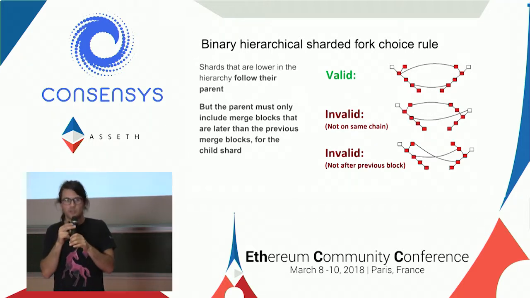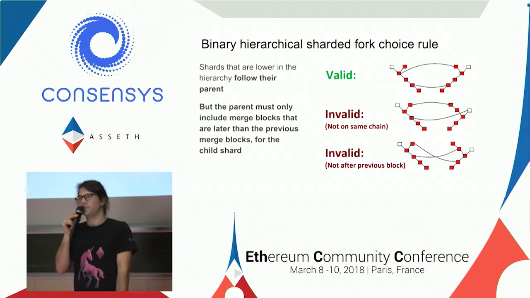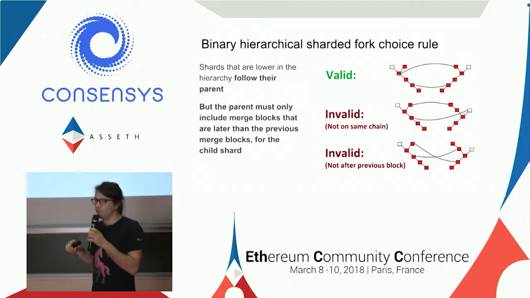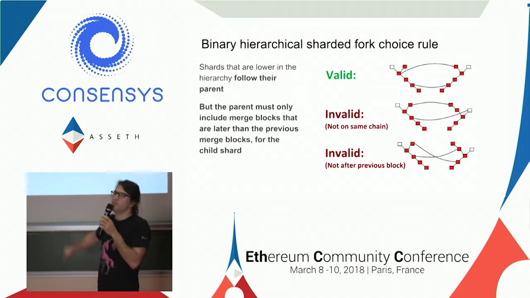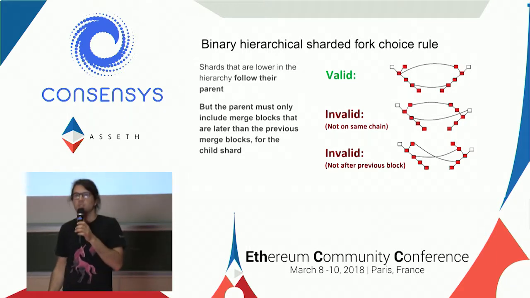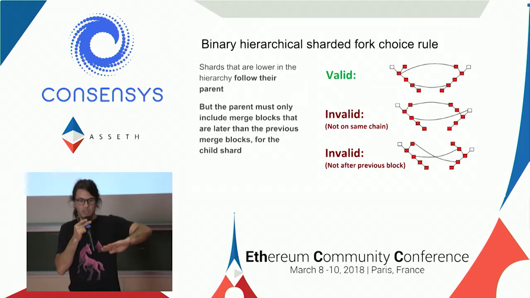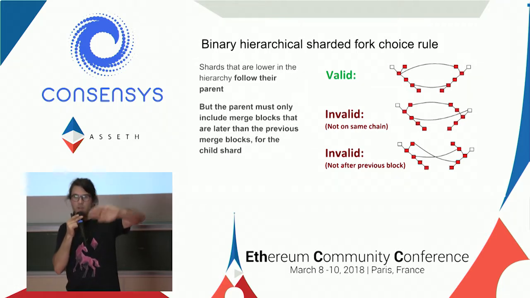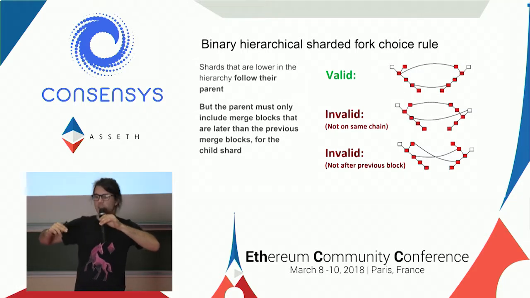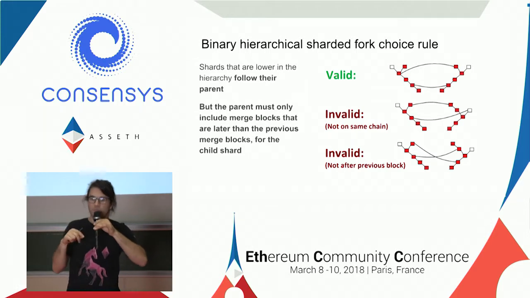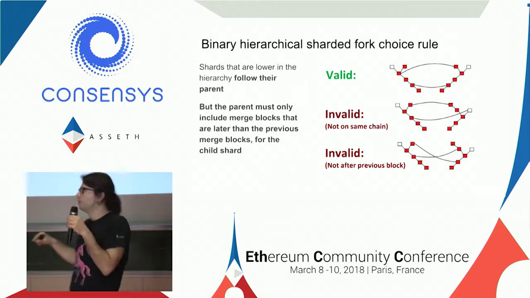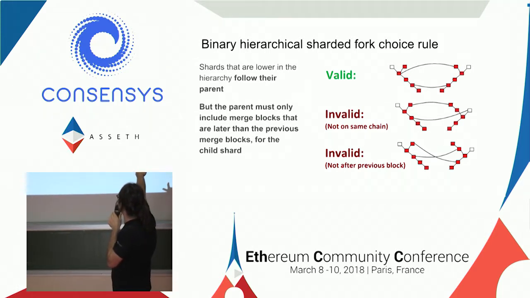So it's a little convoluted, but basically the picture says it all. The parent has to be nice and always point to a later block than the block they pointed to previously. So if I have a merge block and then another merge block in the same parent shard chain, and it merges the same other shard, then it has to merge it at a later point, as opposed to, for example, trying to orphan something else previously merged.